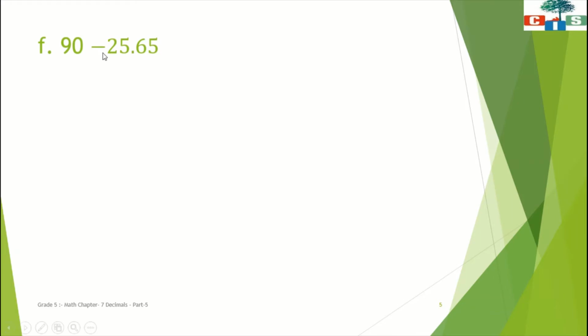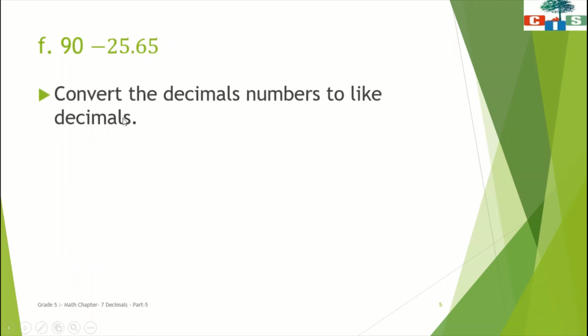We'll see sum number F, that is 90 minus 25.65. So scholars, here we can see that here we have only the whole number part and here we have a whole number and a decimal part. Here we have two decimal places. Okay, so scholars, before starting with subtraction, we need to convert the decimal numbers to like decimals.